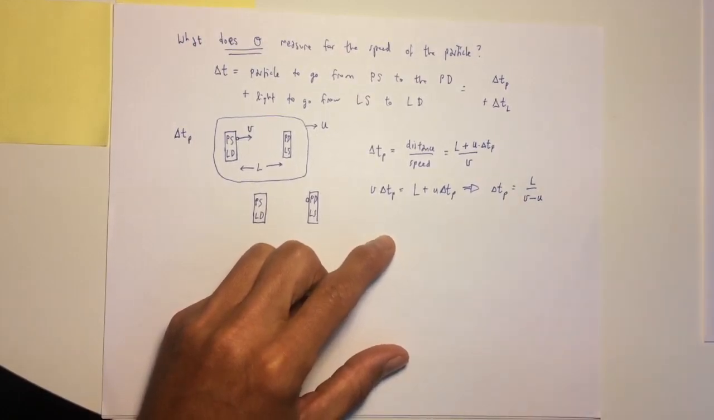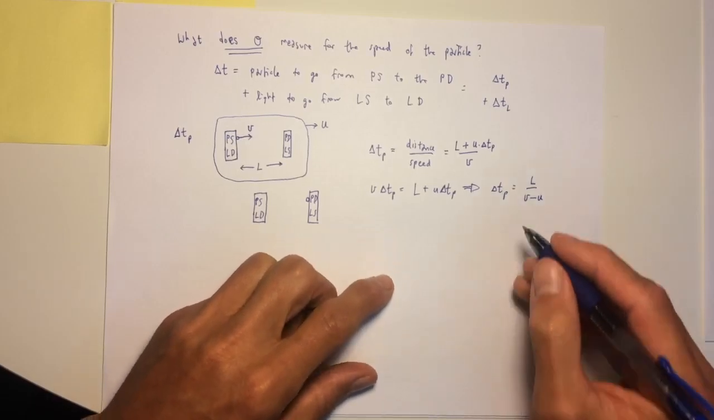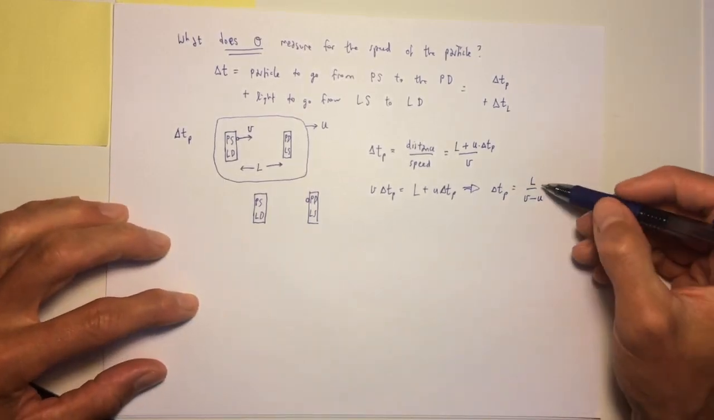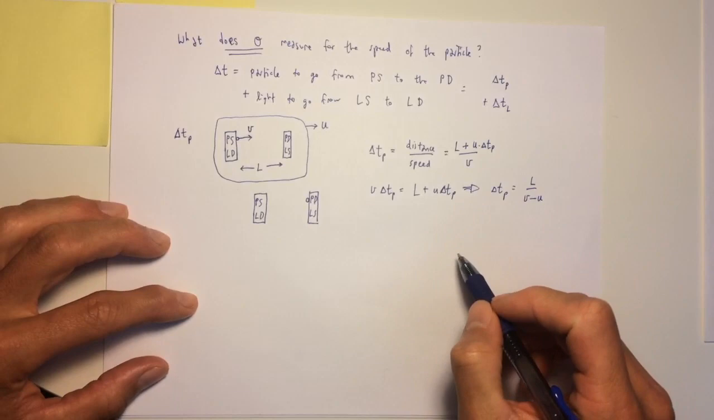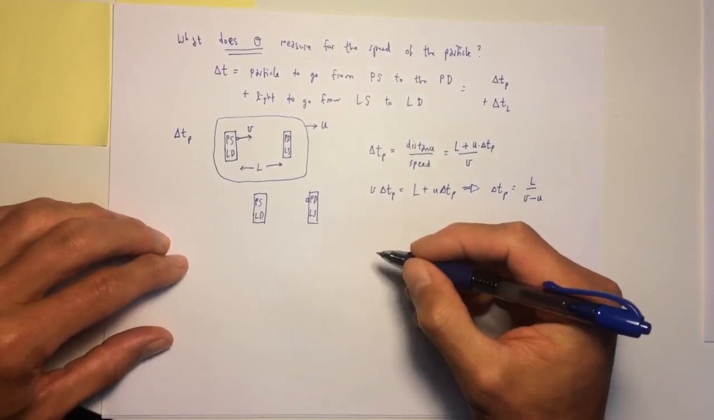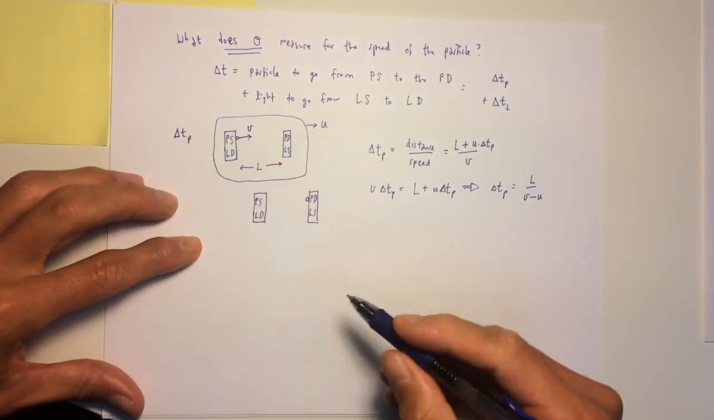Pretty sure that's correct. Yeah, I think so. Anyways, so this is the time for the particle. It's in terms of L. That's the particle's outbound trip.